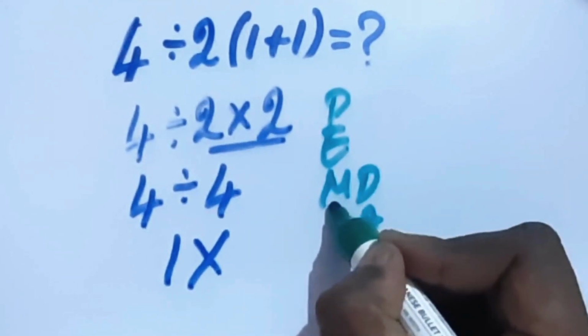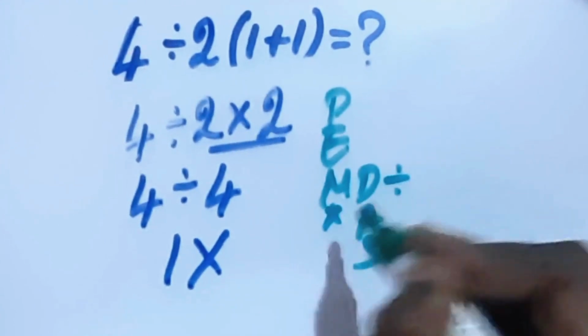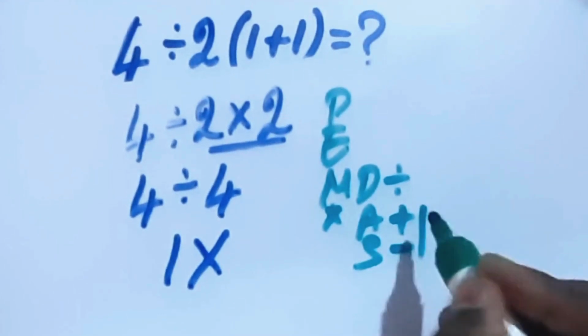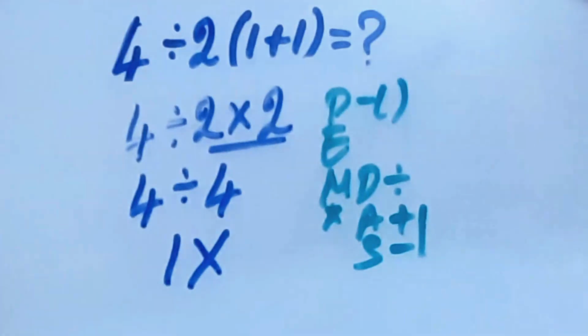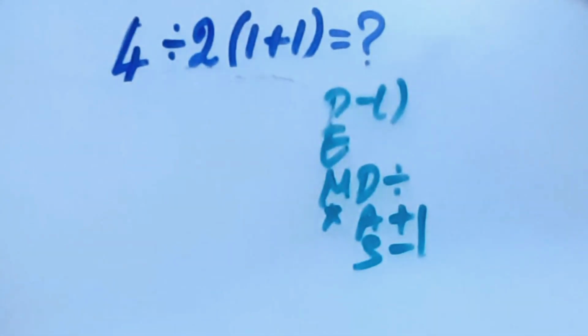As per the order of operations, PEMDAS, here multiplication and division are equal priority. This is division and multiplication. Here addition and subtraction are equal priority. This is a bracket, which is higher priority than the others. Now we are going to do this problem in the correct way by using this order of operations, PEMDAS.